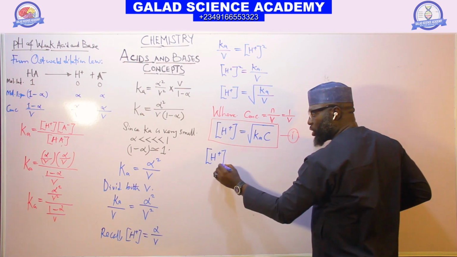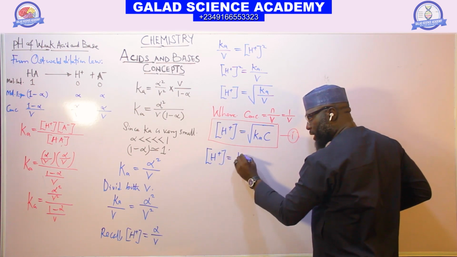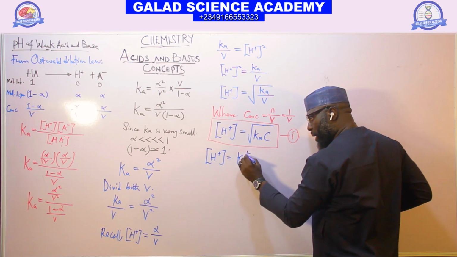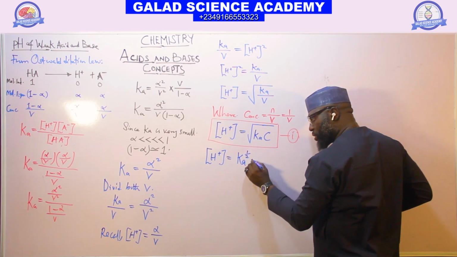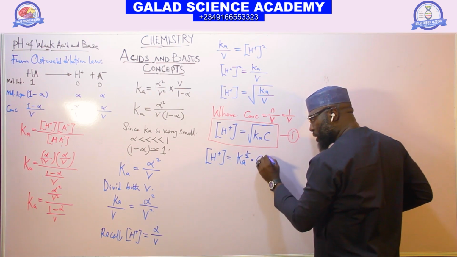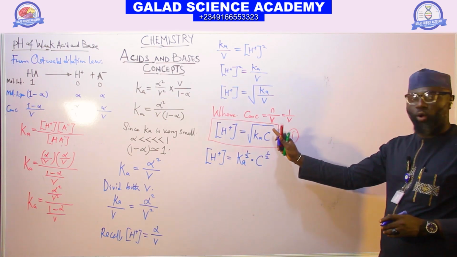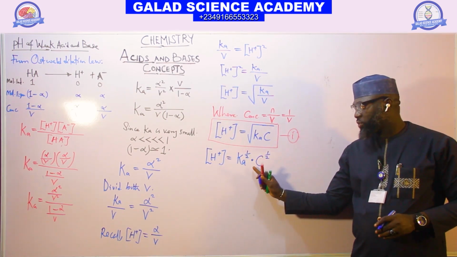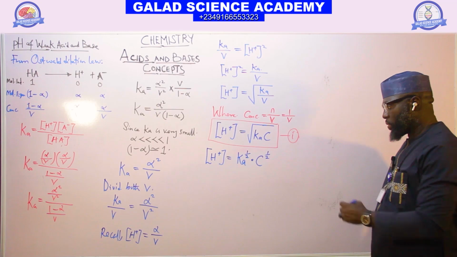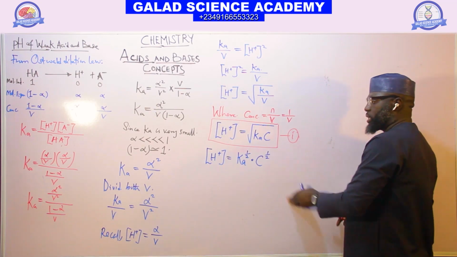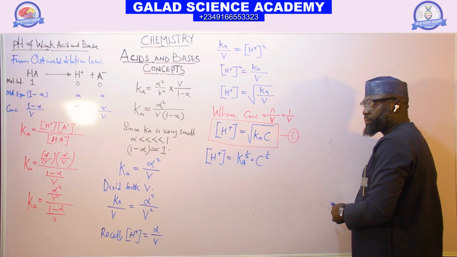The concentration of hydrogen ion should be Ka raised to power minus half, times C raised to power minus half. If I remove the square root, it will give us this. We can also call this one that. Yes. And the next thing is what?